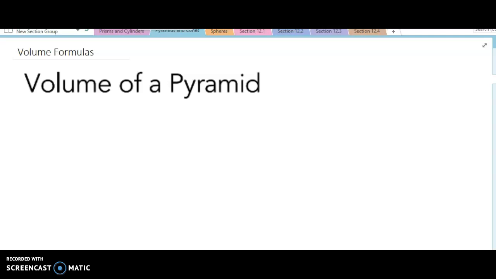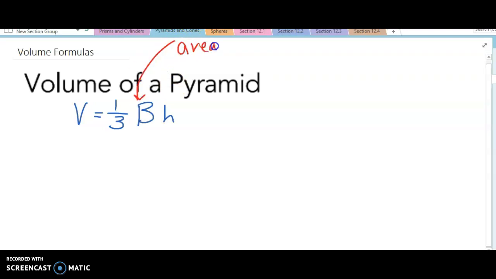So the volume of a pyramid is pretty similar to the volume of a prism. There is one exception. Okay, so the volume of a pyramid is 1/3 area of the base times height. Okay, so B is the area of the base, and H is the altitude or height.